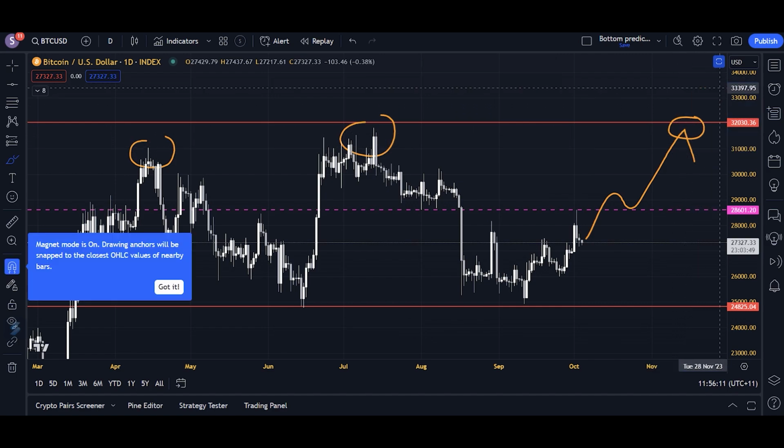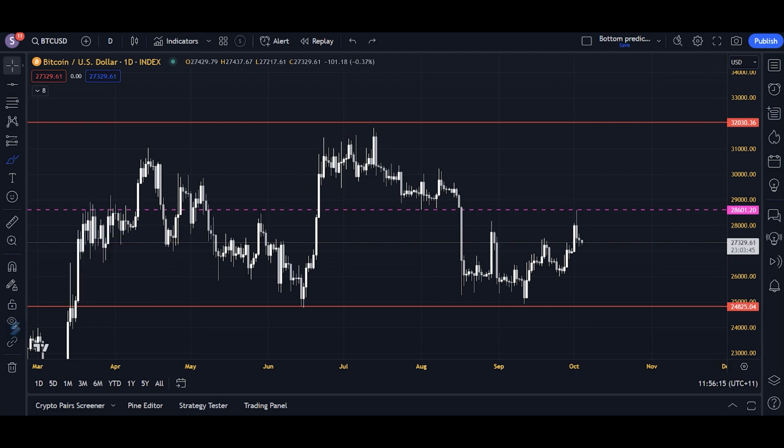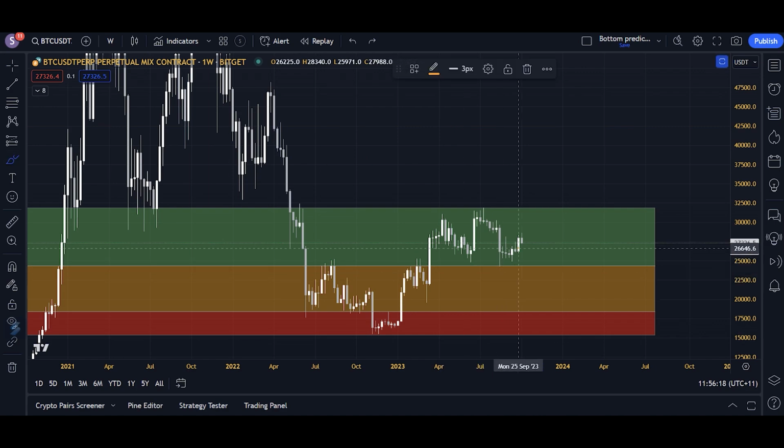So I'll say it once more. If Bitcoin breaks above 28.6K on a confirmed flip, it becomes very likely we break 32K, and hence it becomes very likely we exit this range and go upwards. So that's the bullish scenario.